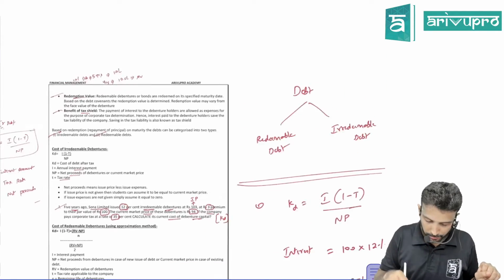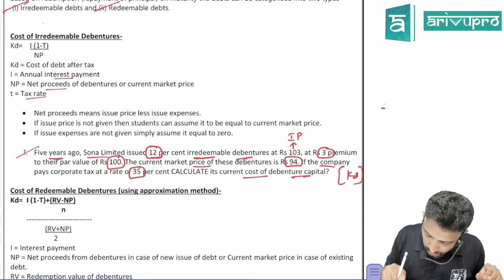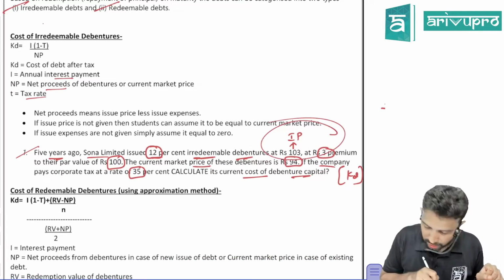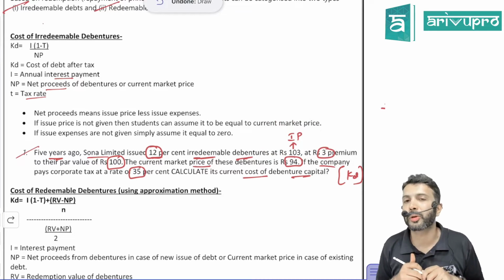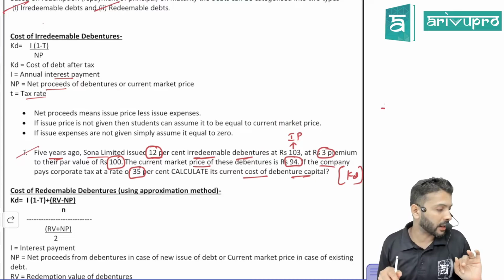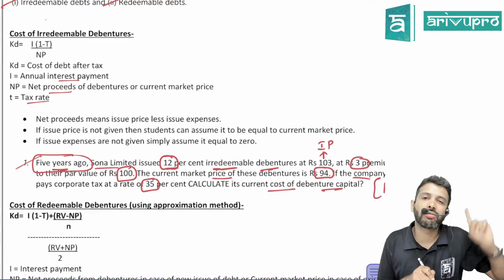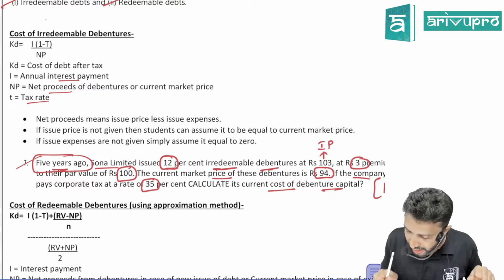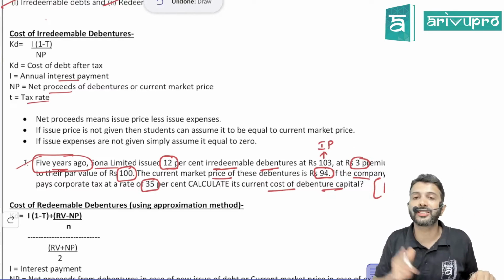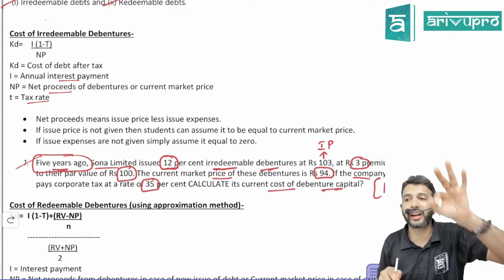Okay, if it is good, you tell me here. They've given IP also, they've given market price also. Which one will you take as net proceeds in this problem, IP or market price? You will take market price. Why? Because these debentures were issued when? 5 years ago. So this IP, this 103, is data relating to 5 years before. Hence we will take the current market price.